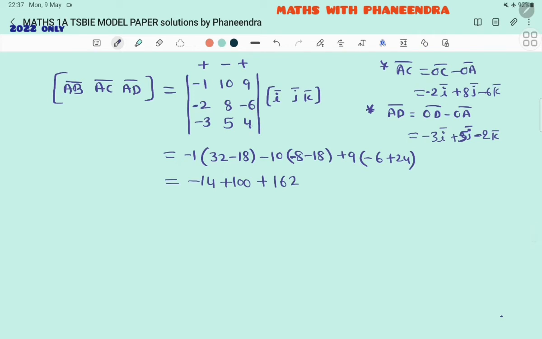So based on this it will change. So minus 1 into minus, here it will change automatically. Minus 16, minus 18, minus 10 into 4, minus 18. Next, 9 into minus 10 will come.